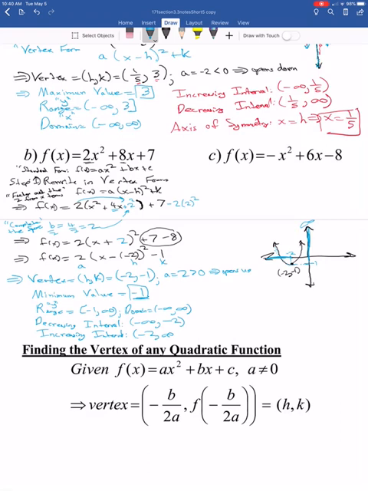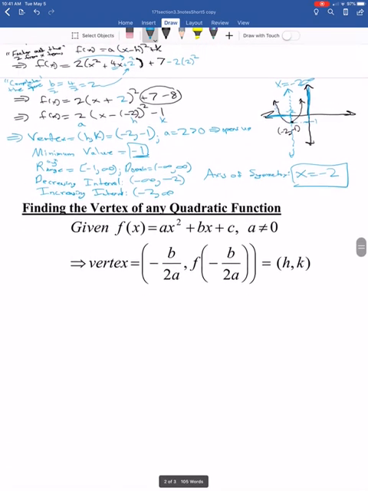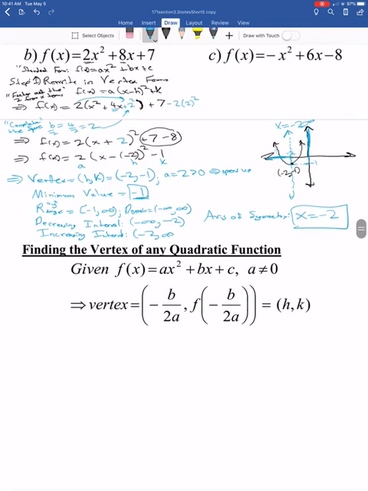And then our axis of symmetry. So our axis, or our line of symmetry, again is that vertical line down the middle of this parabola. We could draw it in. It's just going to be this line right here of x equal to negative 2. x equal to h. Line of symmetry. So there are its characteristics. Now I want to look at finding the vertex using the vertex formula.